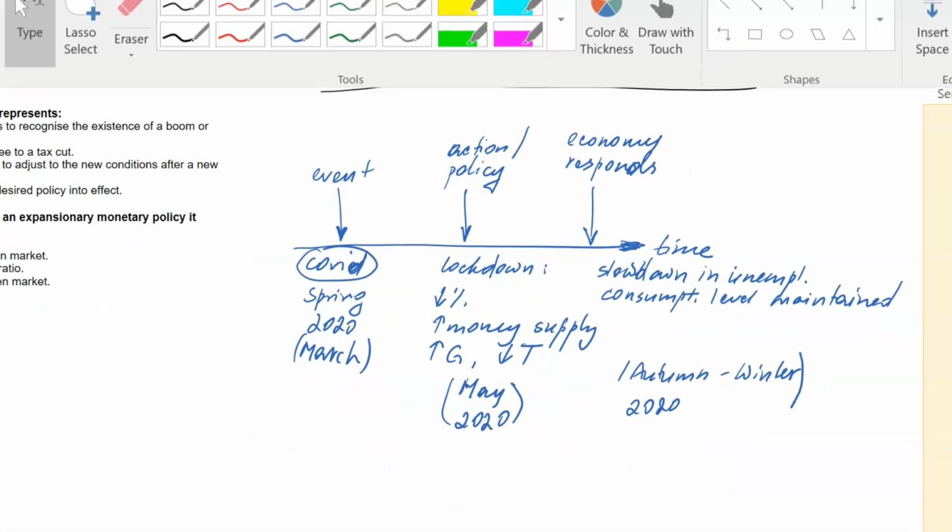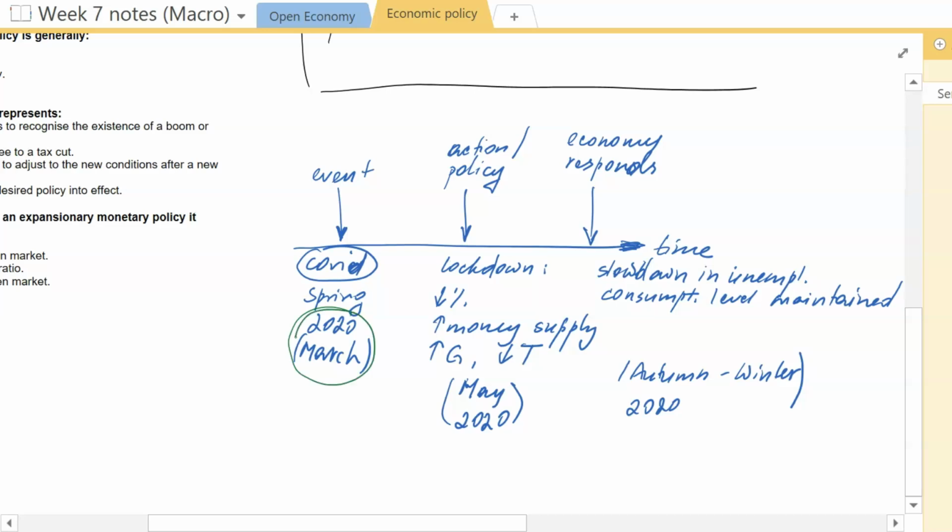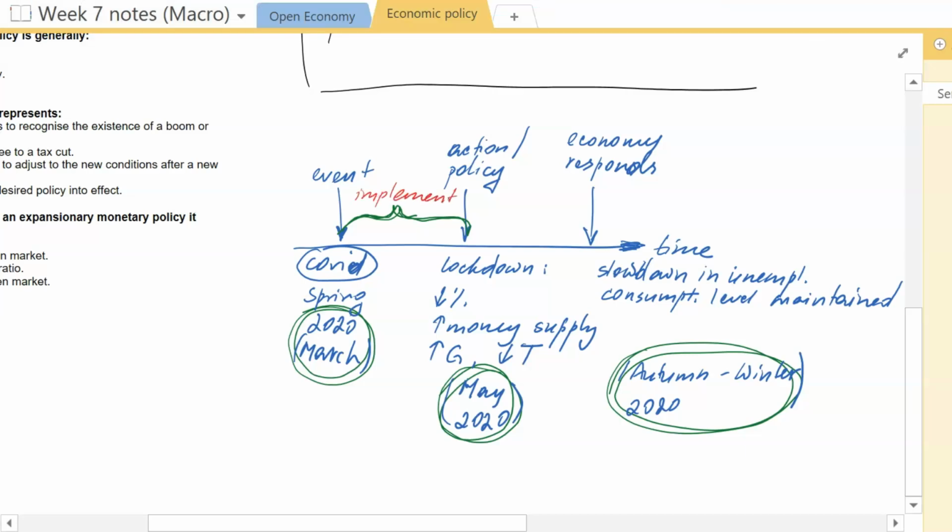And what is important is that all these events will take place during different points in time, right? There will be a time lag between the event and when the policy is implemented, right? This is what we call the implementation lag. It's the time difference between when an event happened and when our policy has changed. We've introduced some policy measures.